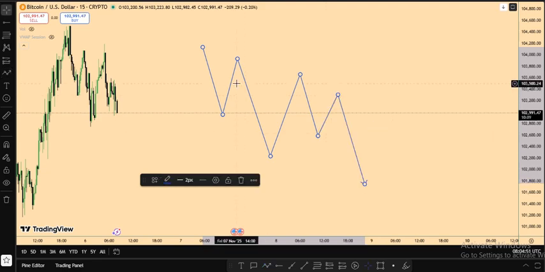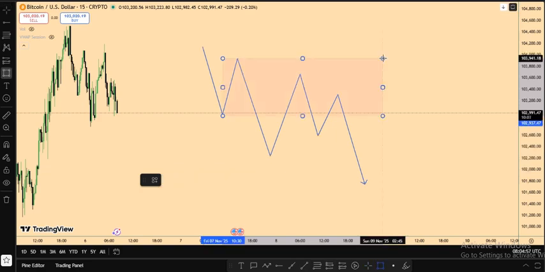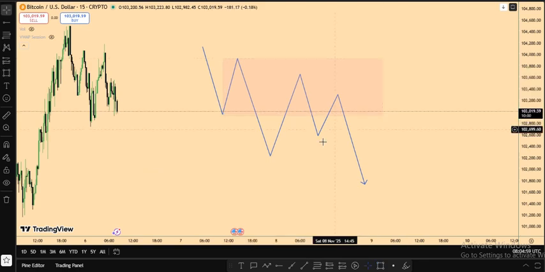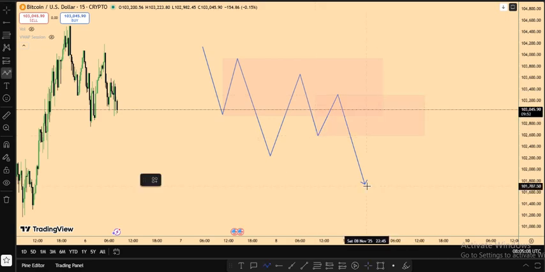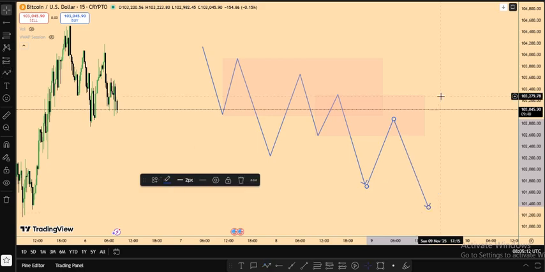So we need price to come inside of this zone and retest this zone, and then push back down lower. Okay, so this is a supply zone.